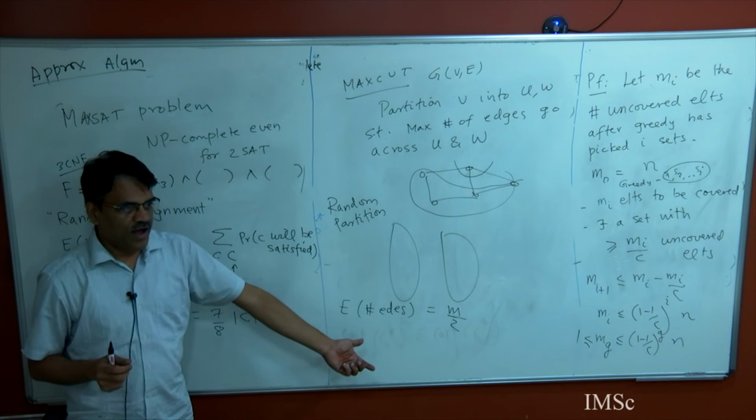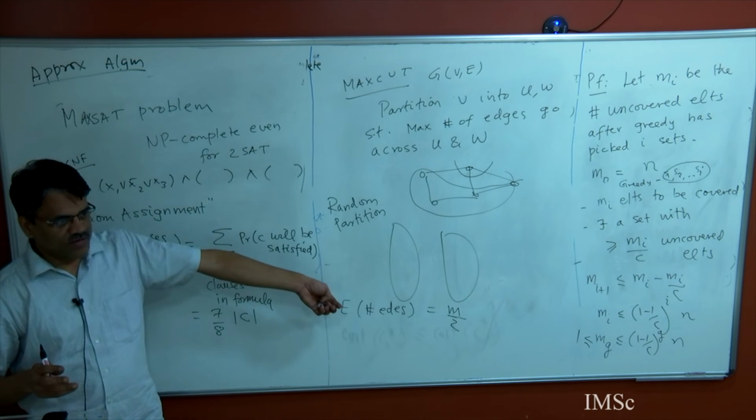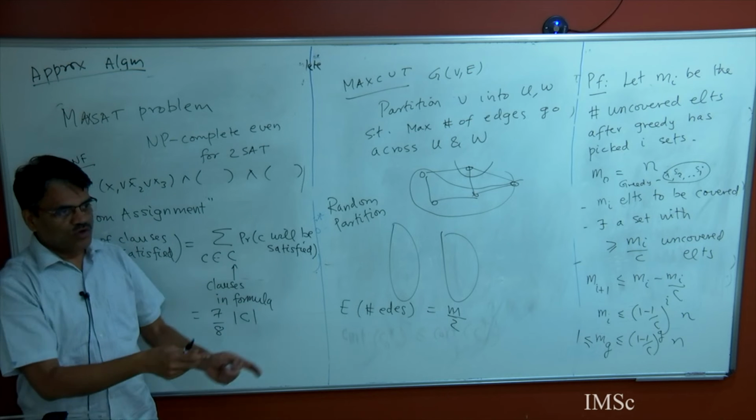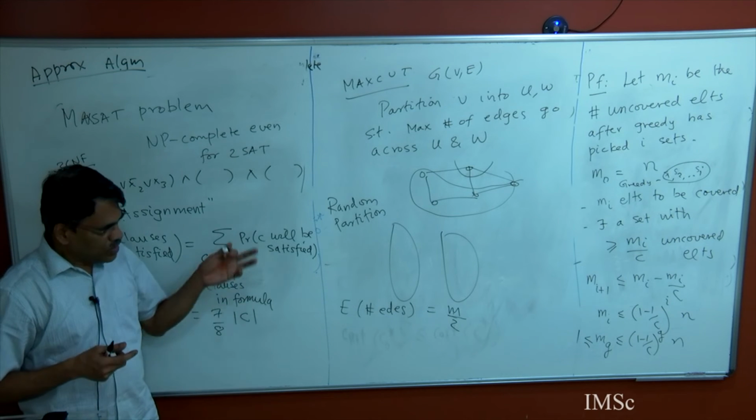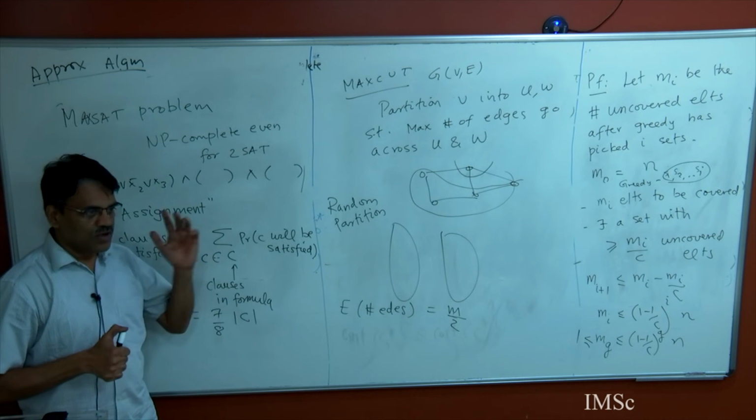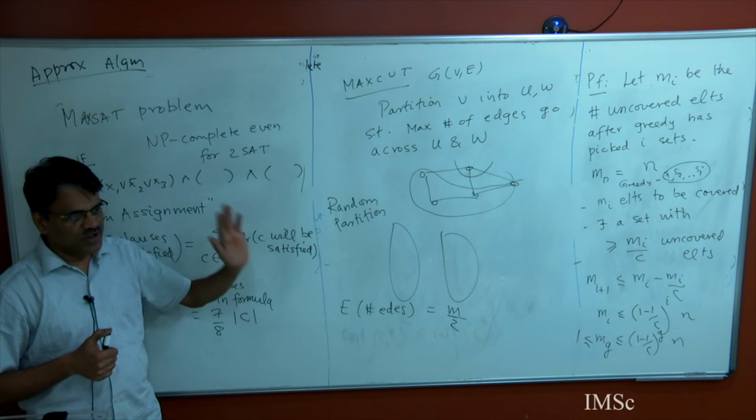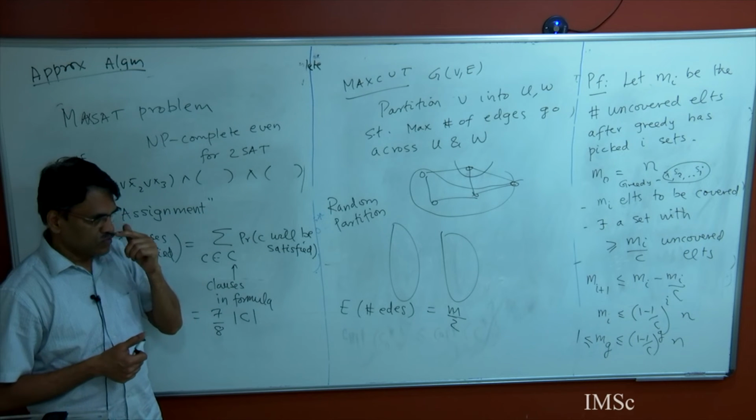This is like a half approximation algorithm again, because the maximum could be m and I can get close to half m. You can de-randomize this, you can improve this using semi-definite programming and all that.